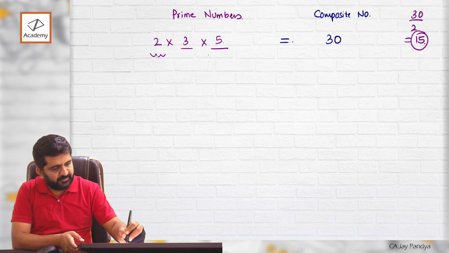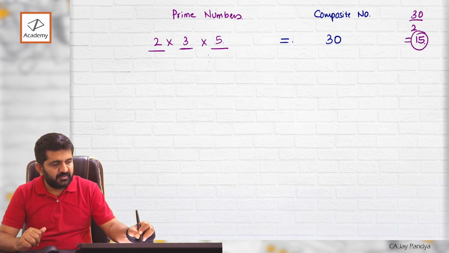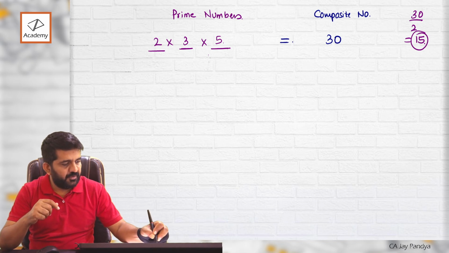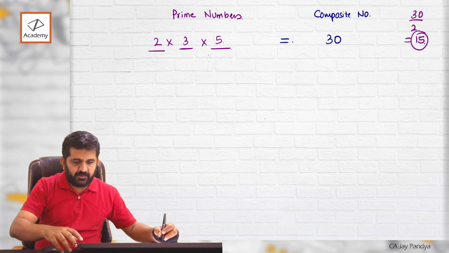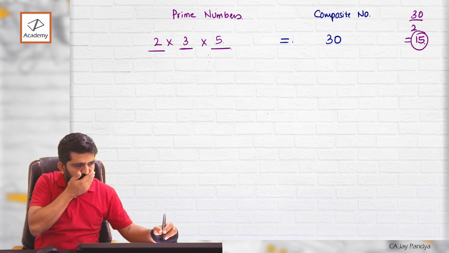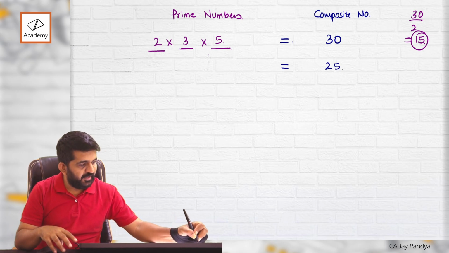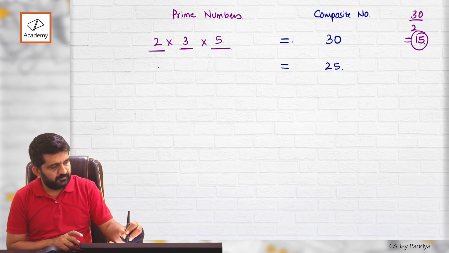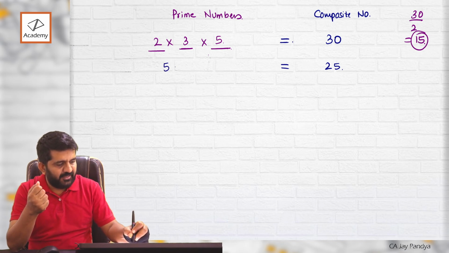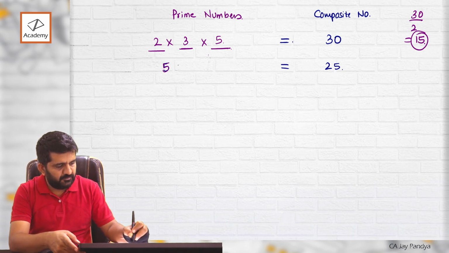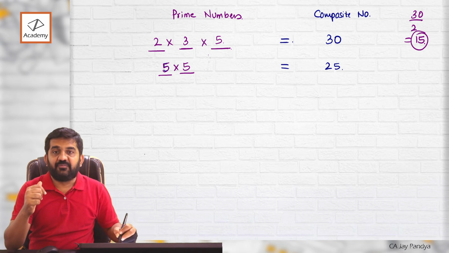Again, magic happened. 2 is prime. 3 is prime. 5 is prime. Let me take an easy one. 25. It will not be in the table of 2, right? 5. 5 is prime. 5 is prime.